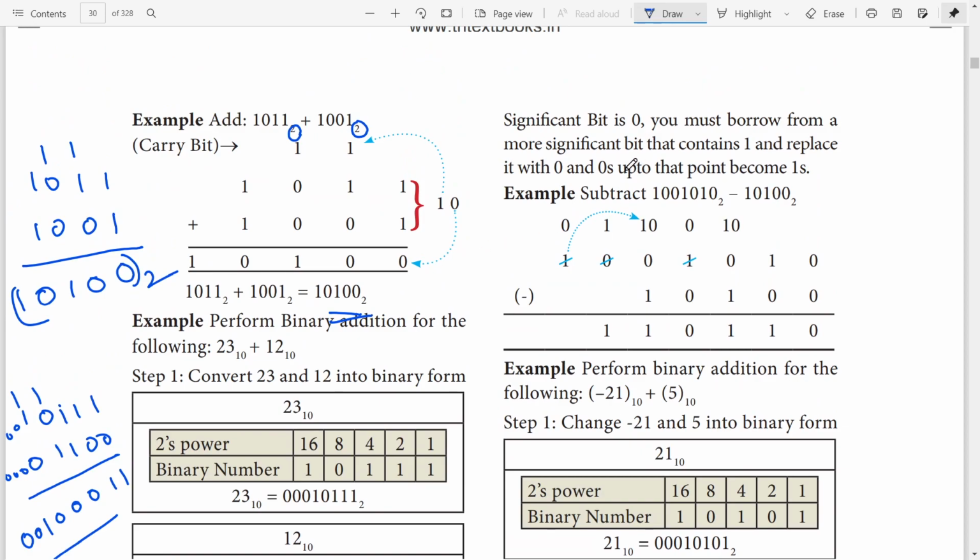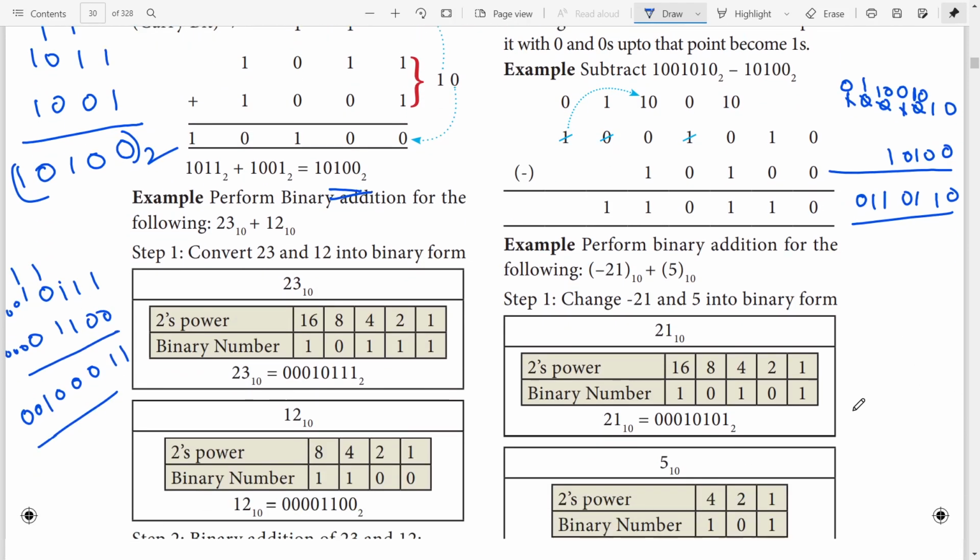Right, listen. Subtract 1010 from 00101. Okay, so first thing, 0 minus 1. For this, you are going to borrow. 10 minus 1 is 1. Again, it will become 10, it will become 1, and it will become 0. So 1, 1, 0. The answer is 0, 1, 1, 0, 1, 1, 0.